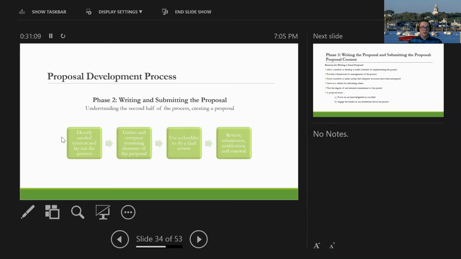So like we've talked about: identify needed content, lay out the process, gather and compose remaining elements of the proposal, use a checklist to do a final review, submission, notification, and renewal. And we'll dive into this now.